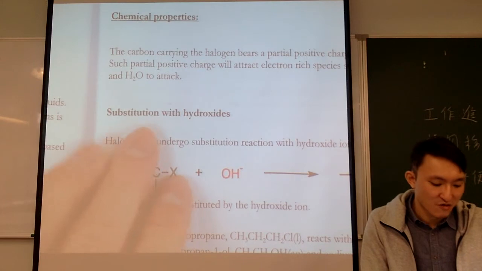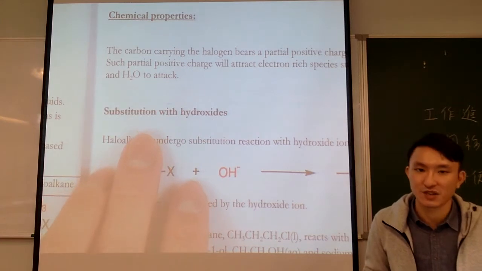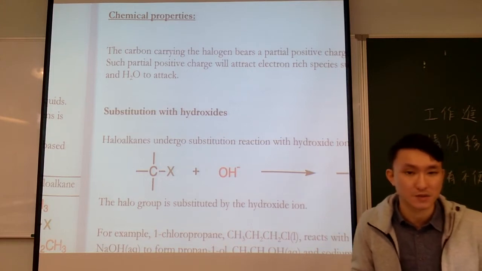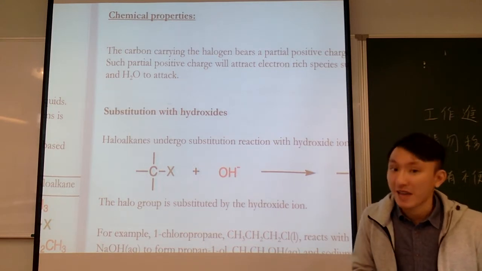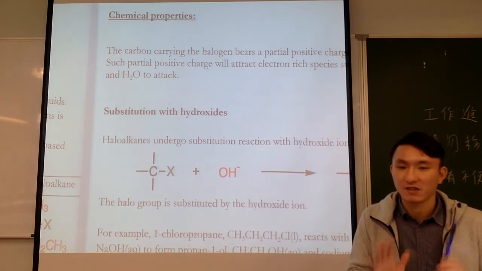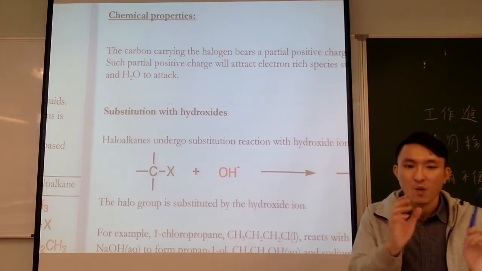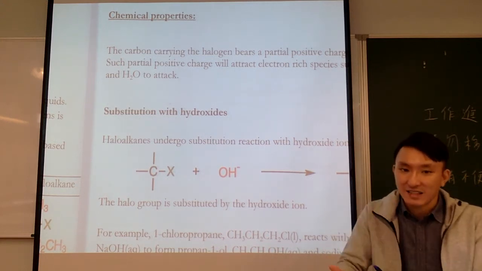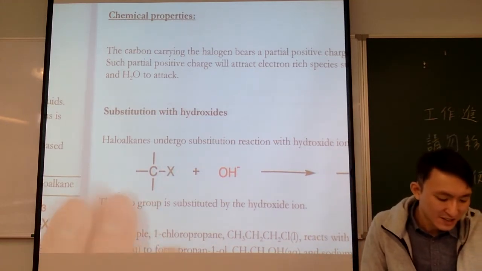Now, let's look at the reaction. Actually, for haloalkane, we only have one reaction, which is substitution. Substitution sounds familiar, right? Which homologous series also undergoes substitution reaction? Well, it has to be alkane, right? But alkane undergoes a free radical substitution reaction. Here, free radical is not included. But always remember, the meaning of substitution is that one atom or group of atoms is replaced by another atom or another group of atoms. Okay, so always remember that.